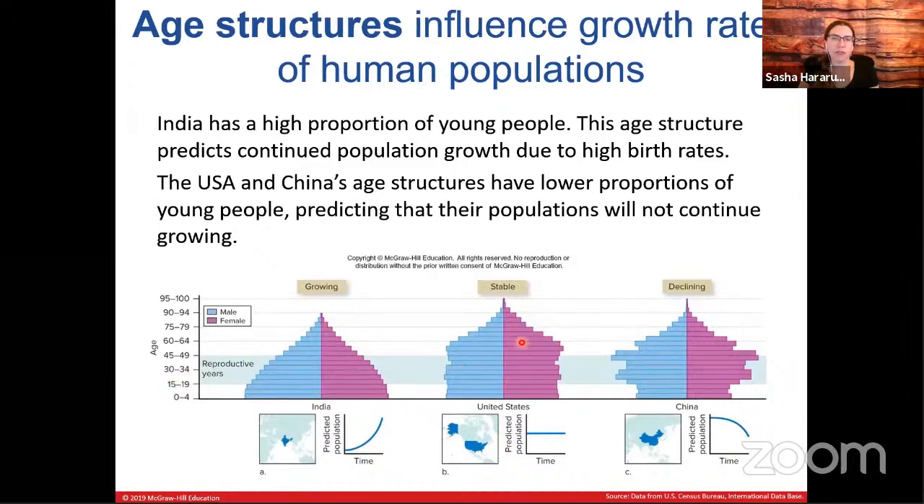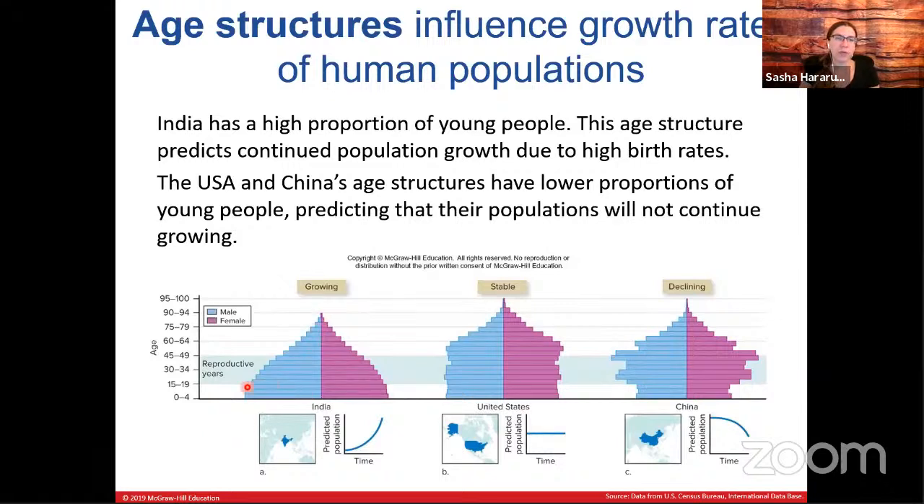Now, from these age structures, you can tell whether the population of a given country will be increasing or decreasing. It's important to keep in mind that this conclusion can be made with an assumption that there is no emigration or immigration going on in the country, because that's going to disrupt the age structure and the conclusions that we can make from the graph.